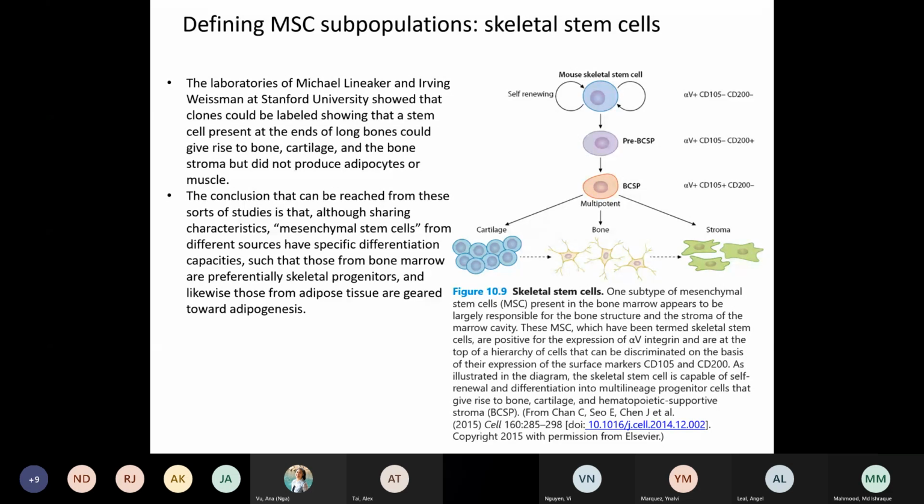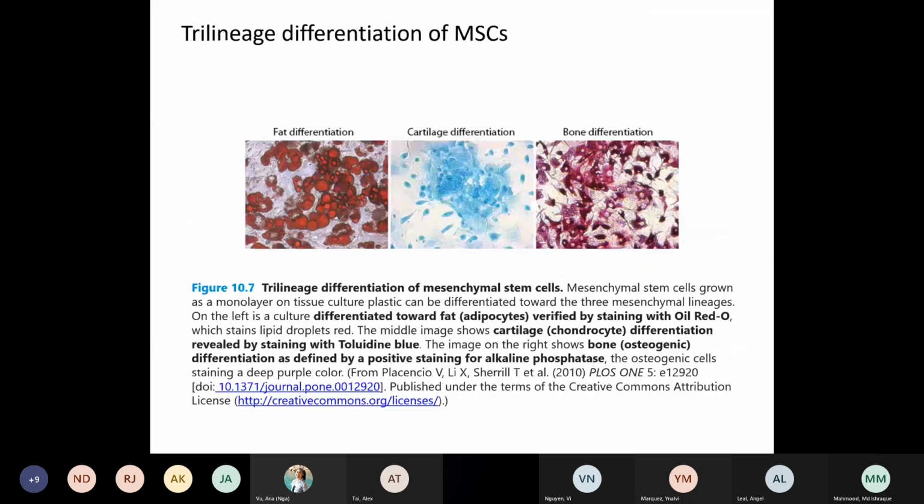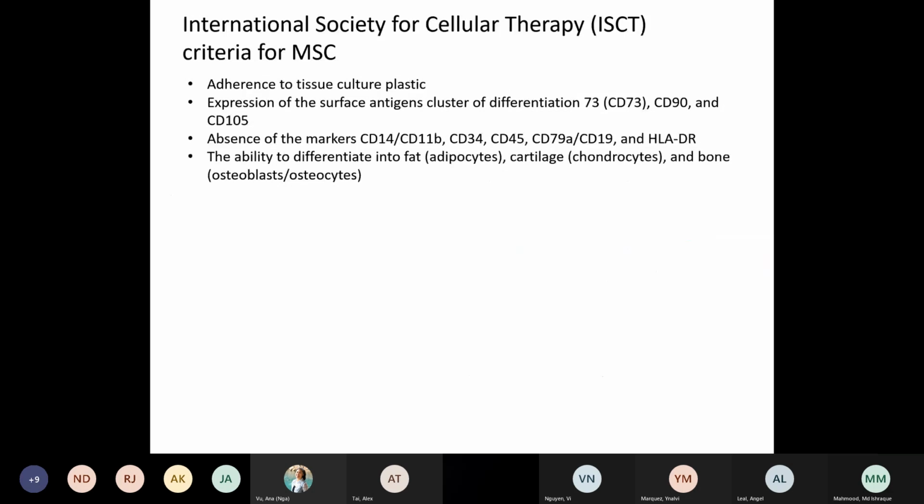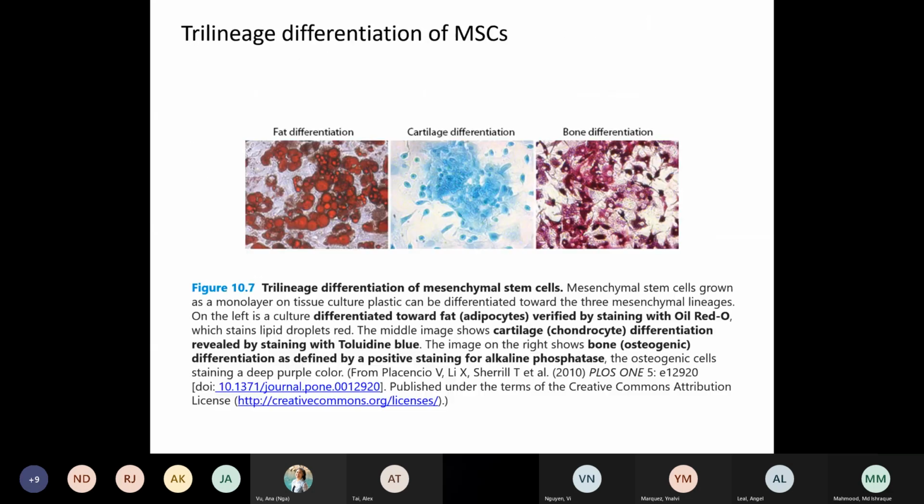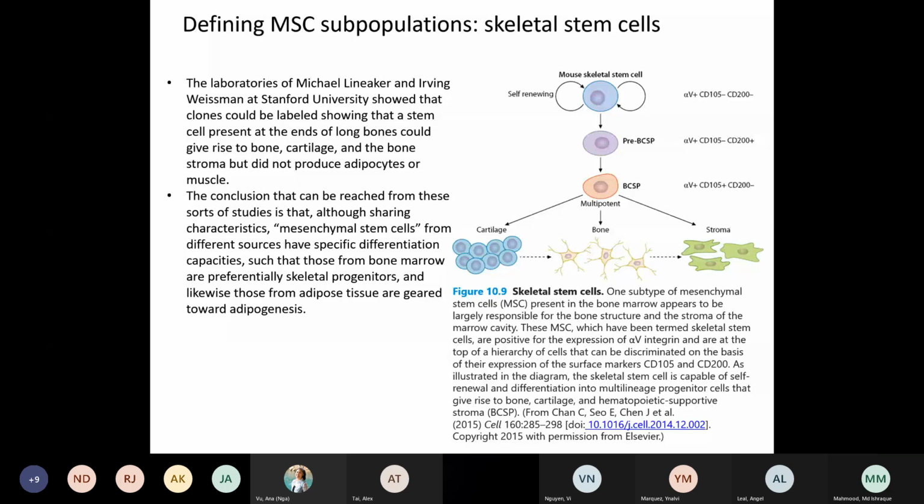CD200, I believe, is not one of the markers. So CD200 is, let me go back to see that. No, it's not listed there. That's a new marker that they have identified. So what they defined is the stem cell bears the marker alpha V integrin, but does not have the markers CD105 and CD200. They used that integrin to define a stem cell population, but they did both positive and negative selection, as you can see there.